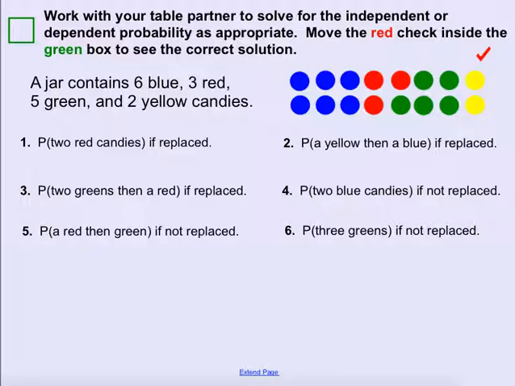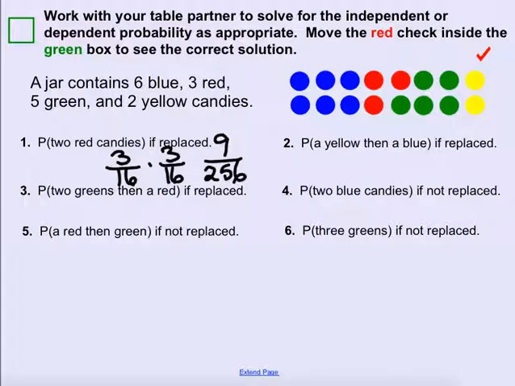Okay. So, a jar contains 6 blue, 3 red, 5 green, and 2 yellow candies. We're just going to try a couple of these. So the probability of 2 red candies if replaced, okay, so we would have 3 out of, let's see, we have how many? 16. So 3 out of 16 times another 3 out of 16 since we replace it. And we would multiply that out, so we would get, what, 9 out of 256.